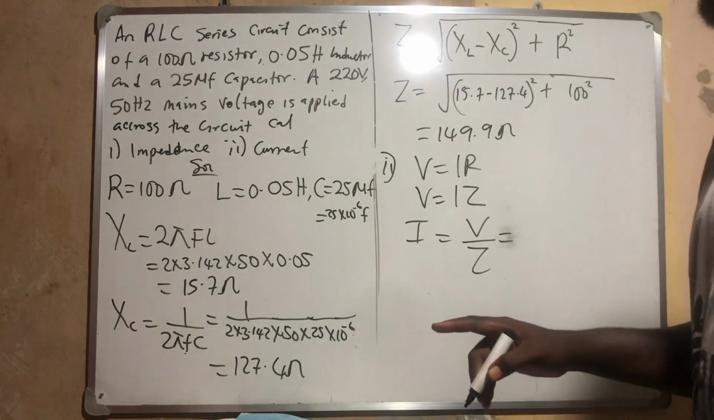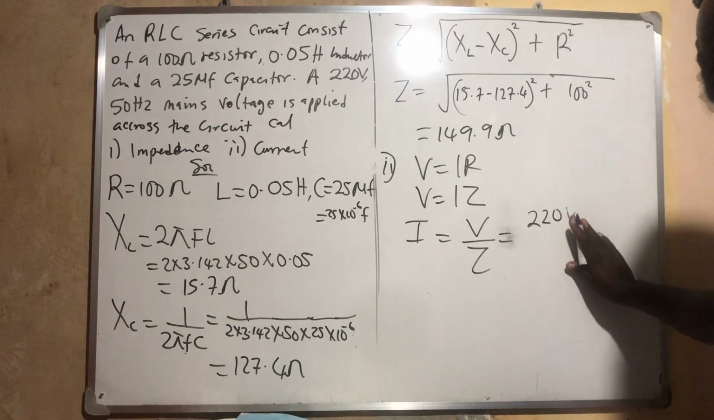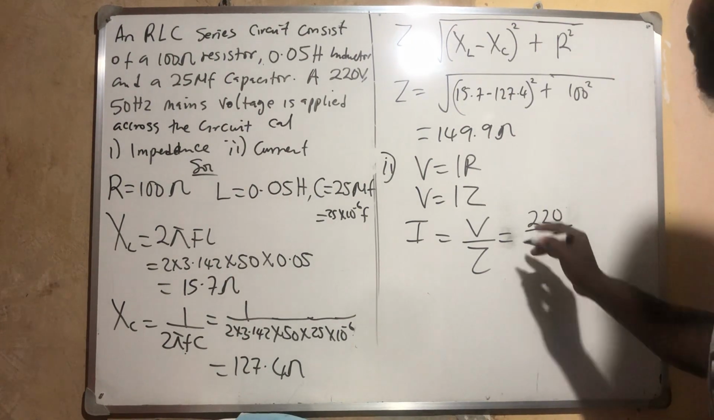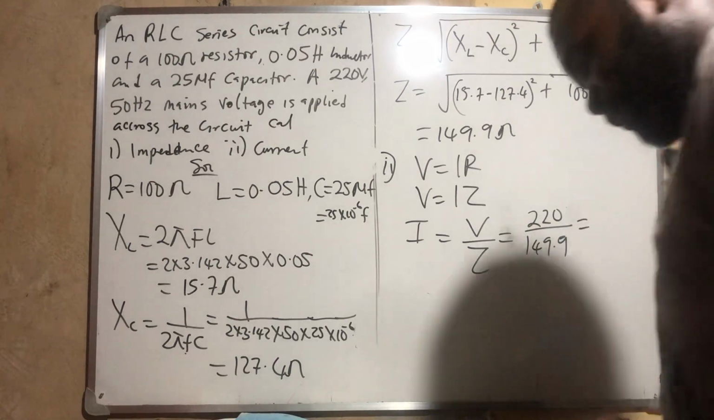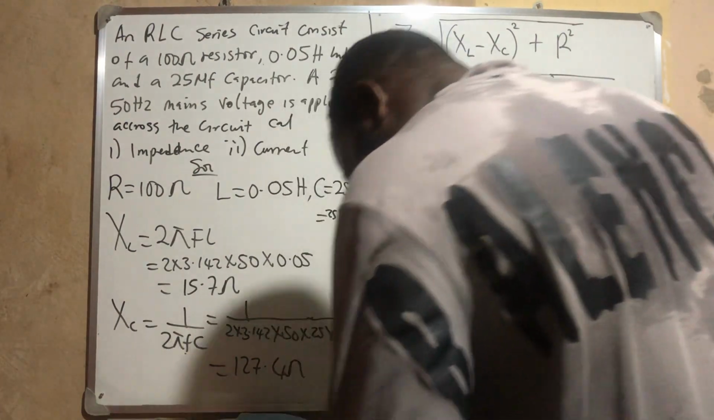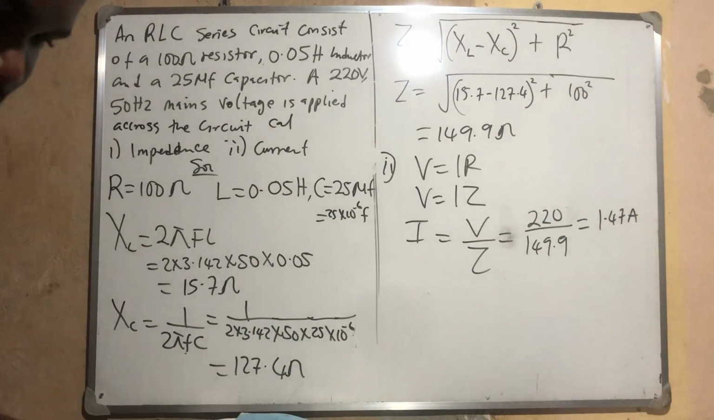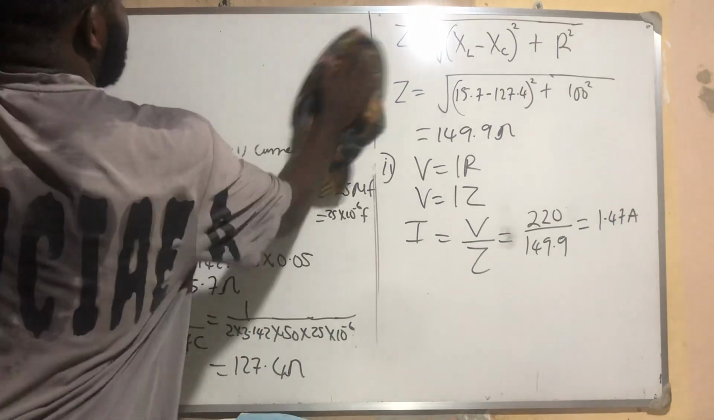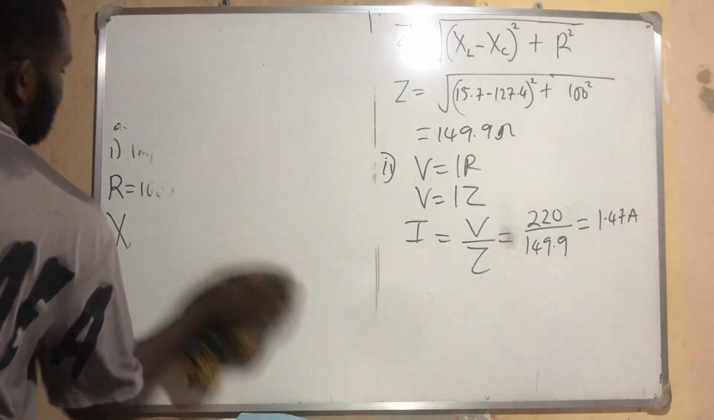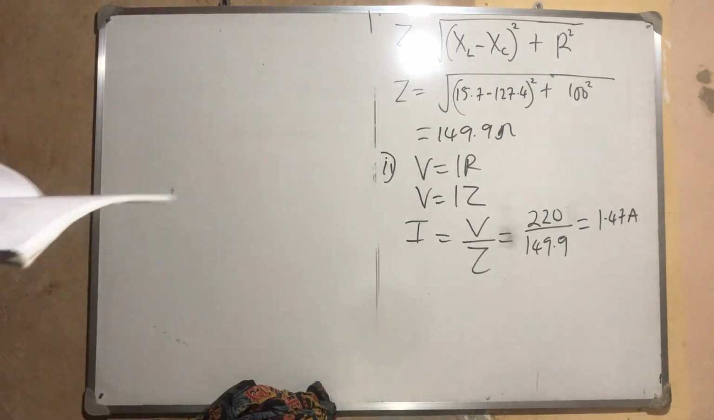The voltage they gave me there is 220 volts, okay? 220 volts divided by my impedance, 149.9. So if you divide them, you'll be having 1.47 ampere. Very, very simple question to answer. Okay? So you see, AC circuit is the simplest topic in physics. Okay? So the next one, the next question.